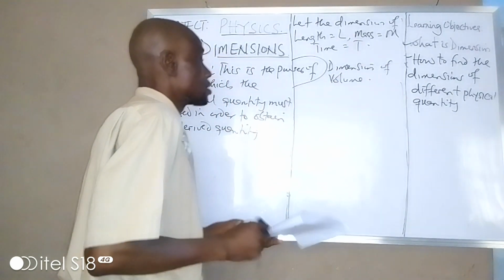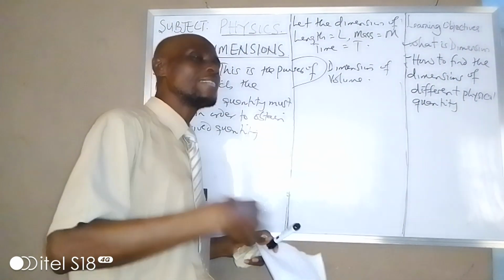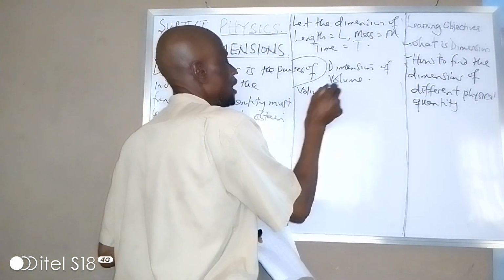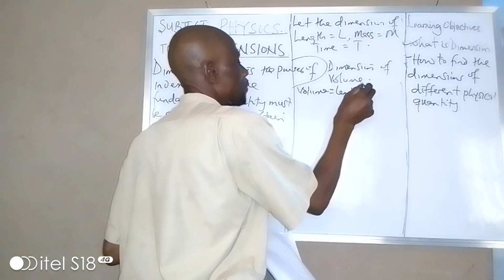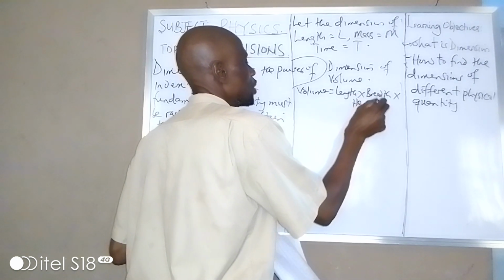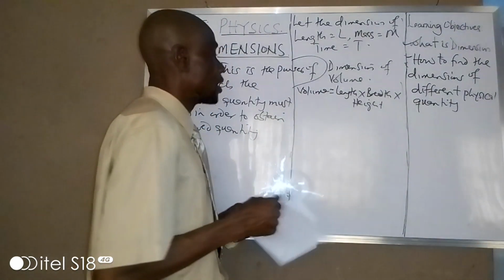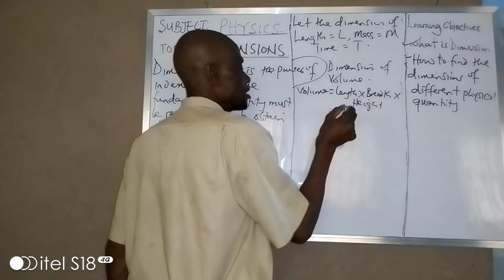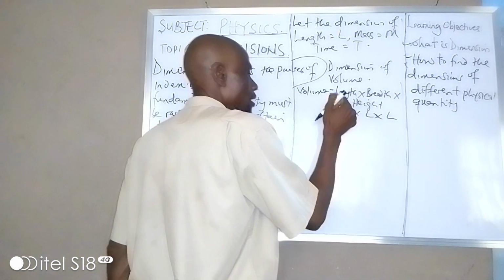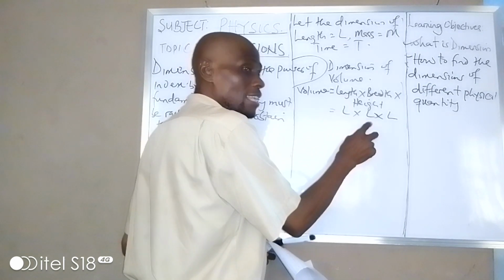Dimension of volume will just be what? We have known the formula of volume. Volume is length times breadth times height. So the volume formula is length multiplied by breadth multiplied by height. You want to find the volume of, let's say, a cube. Length times breadth times height. Okay? And you remember your length is L, your breadth is also L, and your height is also L. So L times L times L.